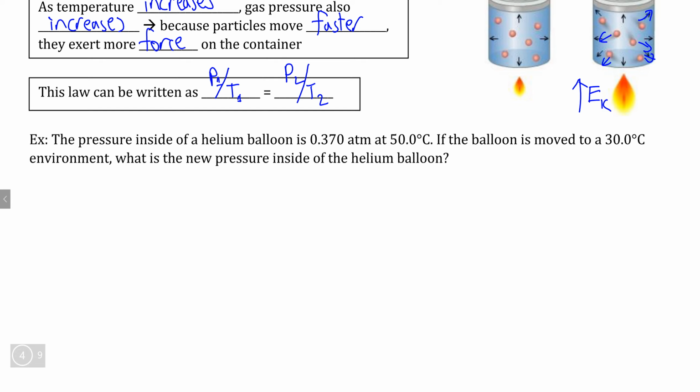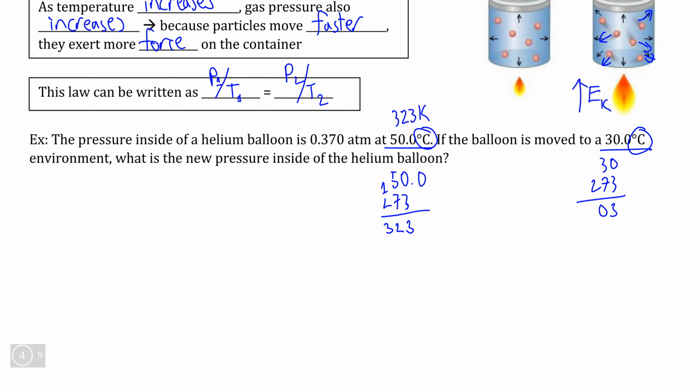So the first thing we observed when we looked at volume and temperature is that whenever our temperature measurements are given in Celsius, we need to do a quick conversion into degrees Kelvin. So if we take 50.0 and add to it 273 degrees Kelvin, we end up with 323 degrees Kelvin, which is the equivalent of 50 degrees Celsius, and we can do the same for 30 degrees Celsius, in which we find that 30 degrees Celsius is equal to 303 degrees Kelvin, and now we're ready to go.